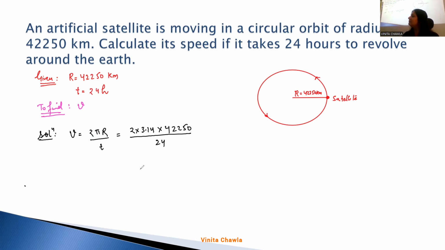For pi you can put 3.14 or 22/7. It's your choice. You can put any value here. Okay, so you will get 265,330 upon 24, and this is equal to 11055.416 kilometer per hour.